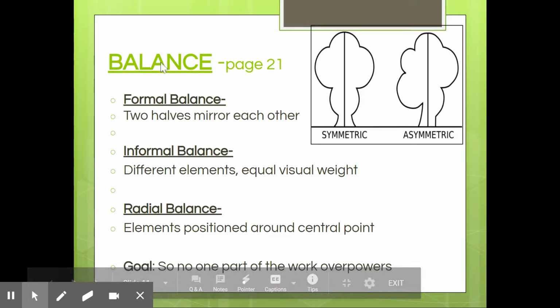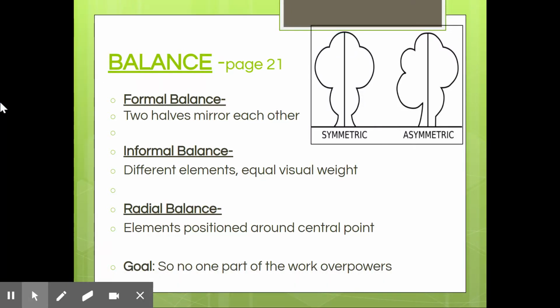Today we are going to talk about the principle of art known as balance. Balance is one technique that is used to create compositions in art. The purpose of using balance is to make sure that you create an artwork where no one part of the work overpowers another part. When we talk about overpowering, we're talking about the visual weight of the elements of that artwork. So our goal when working with balance is that no one part of that work overpowers another.